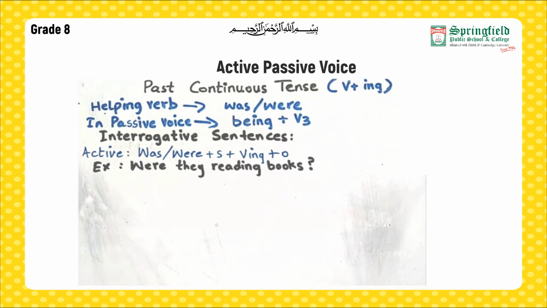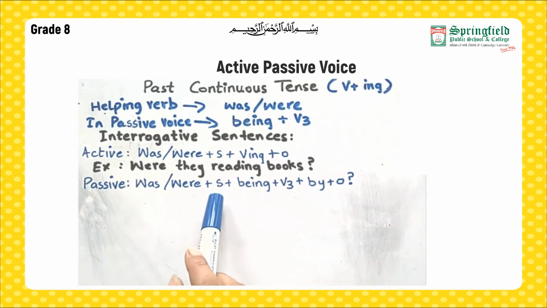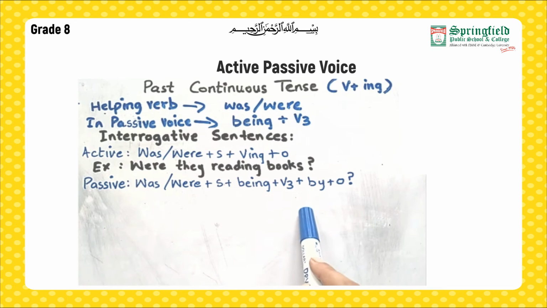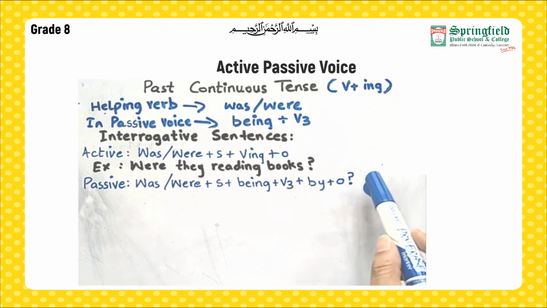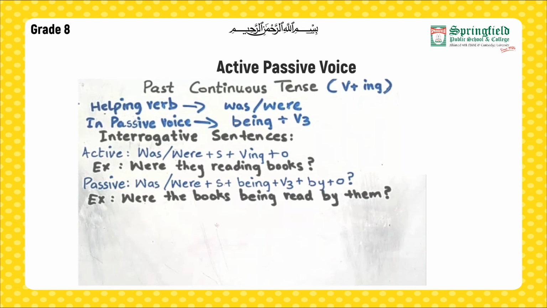Now when we change it into passive voice, the formula is going to be was/were plus subject plus being plus verb third form plus by plus object and then question mark. Now let's have a sentence over here. It would be, were the books being read by them? Question mark.